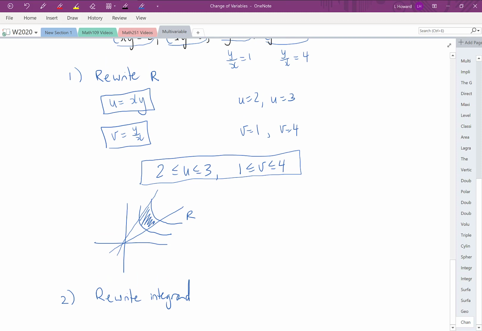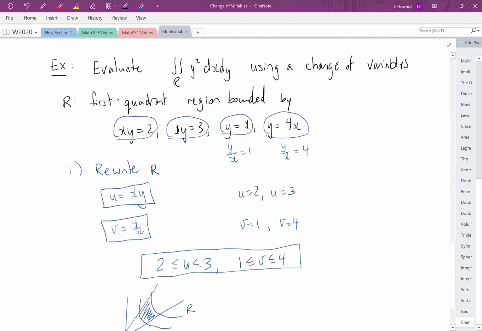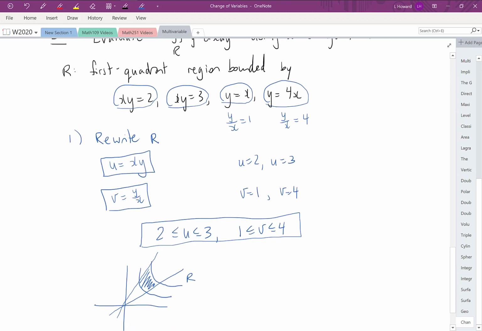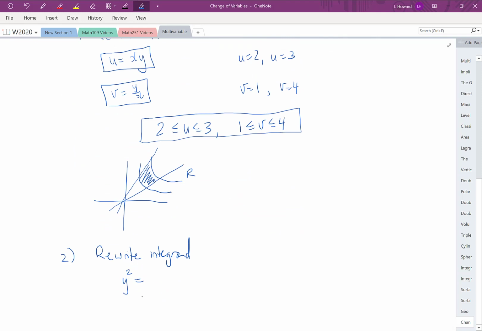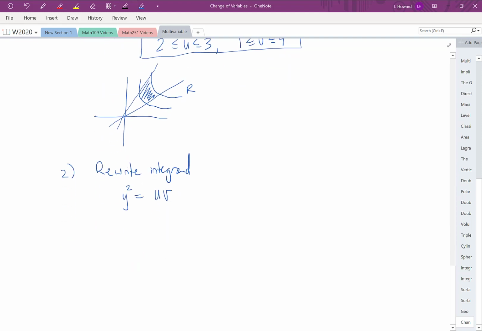So now our goal is to rewrite the integrand. Let's scroll back to the problem for a second so we remember what the integrand was. It was y squared. So we want to rewrite y squared using these new variables u and v. Typically this is going to involve a basic arithmetic operation like adding your variables together, subtracting, maybe dividing or multiplying. So let's see what we could do. If we were to multiply u and v together, the x on top would cancel with the x on the bottom and we just have y squared. So in other words, y squared is the same thing as u times v. And so we have rewritten our integrand into our new language.